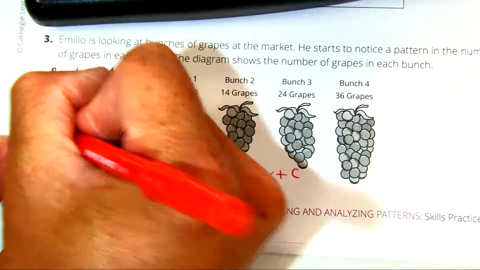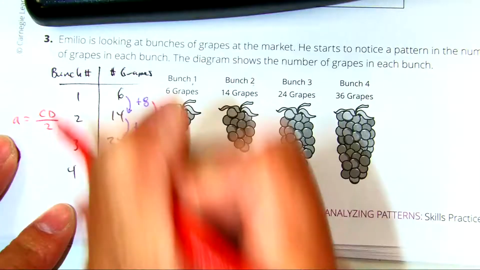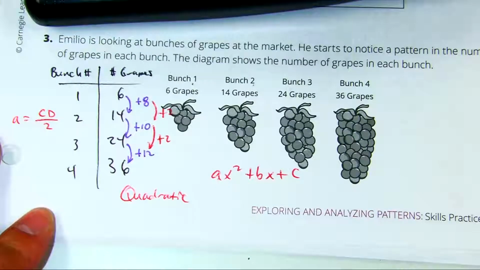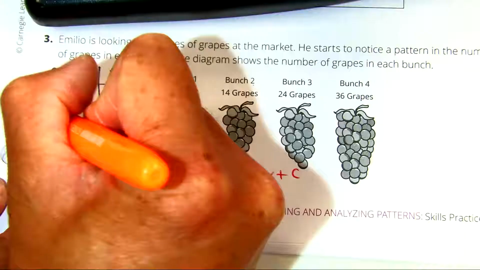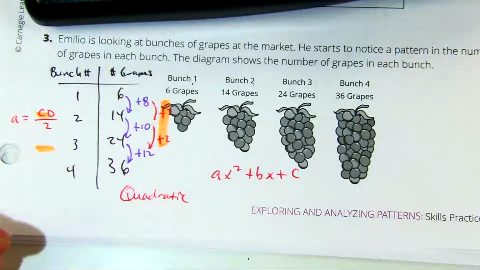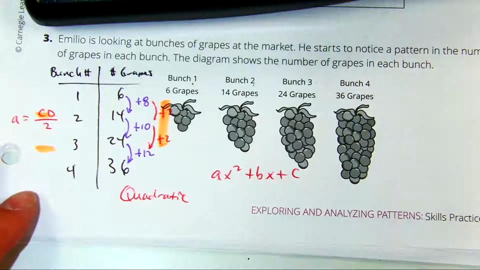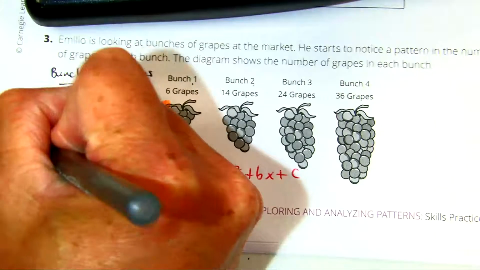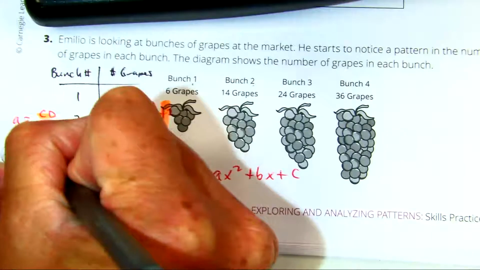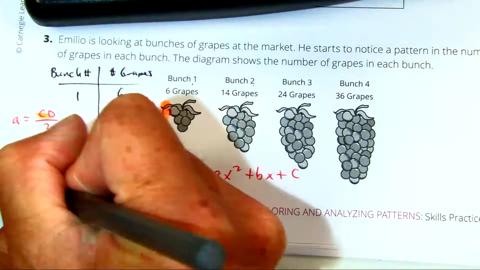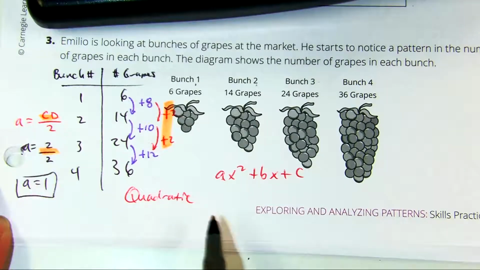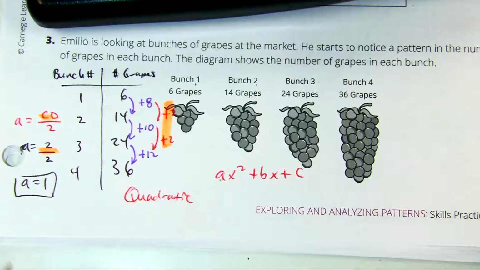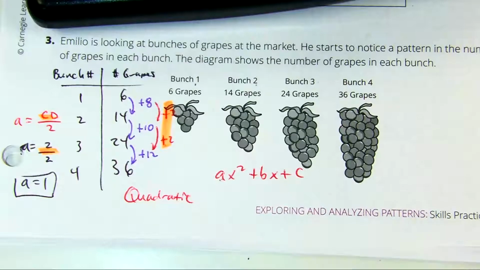A equals CD divided by 2. Class, what does the CD stand for? It's the common difference. So A equals 2 divided by 2, which is 1. So you might want to put that one on your formula sheet. To find this A value right here, you're going to have to take the common difference and divide it by 2.